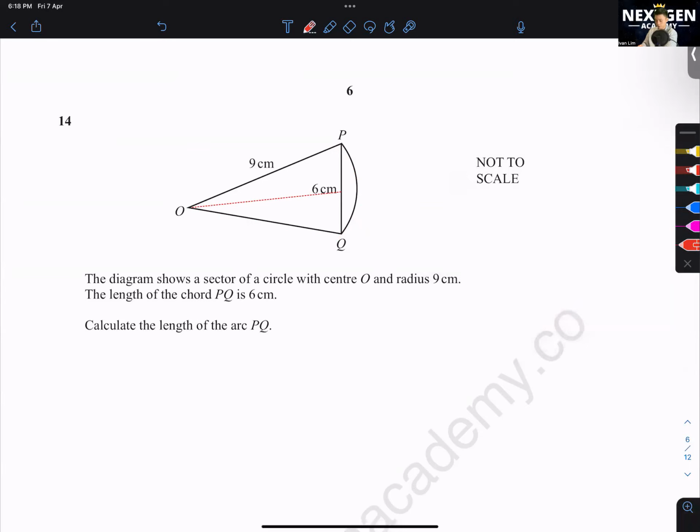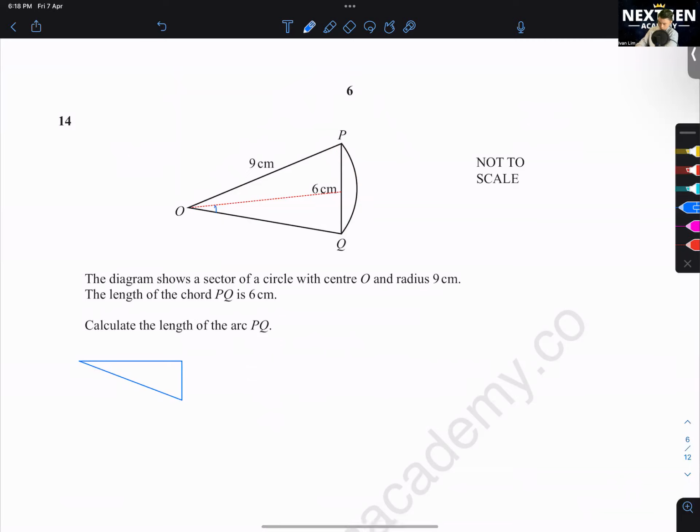Okay, split it into half. This one is not drawn properly, but it's supposed to be half. Or you can use the cos rule. Also can, but will be a bit longer. So I split into half. I prefer doing it like this.